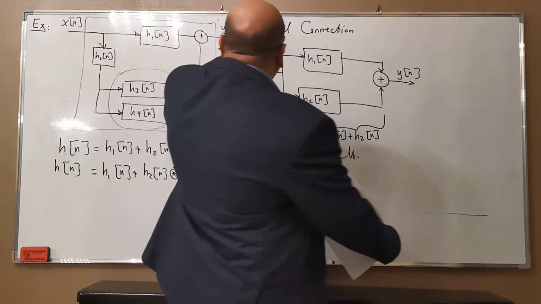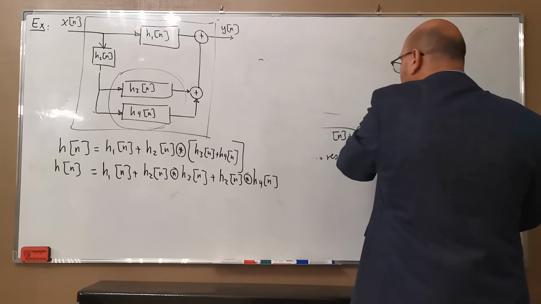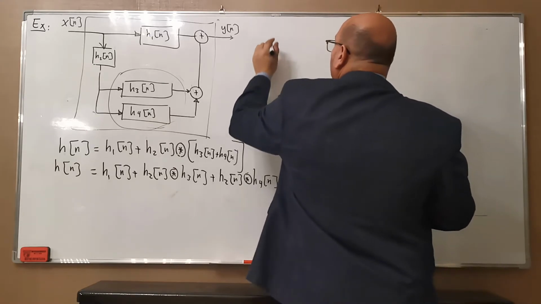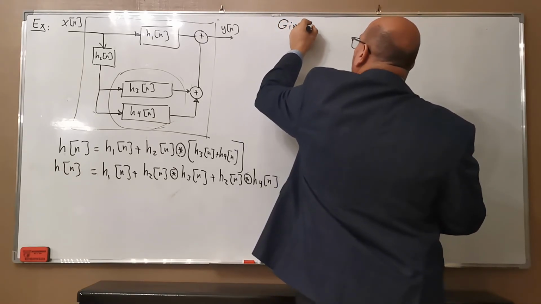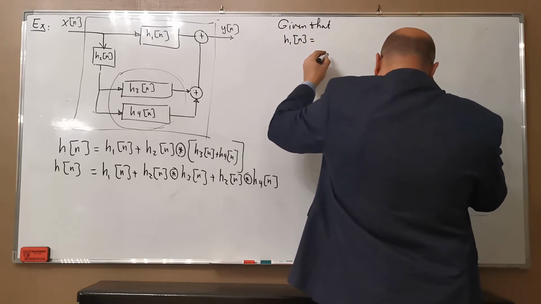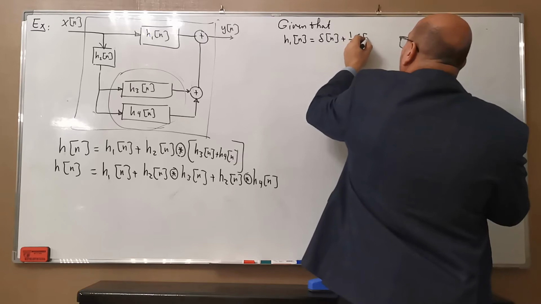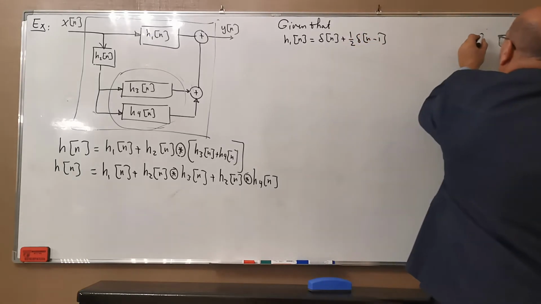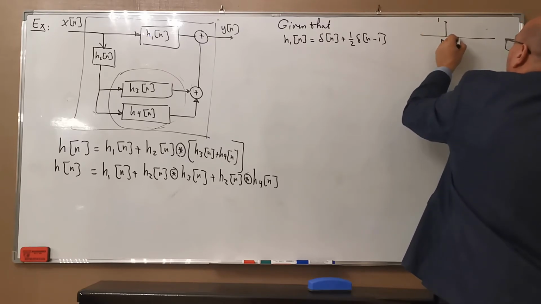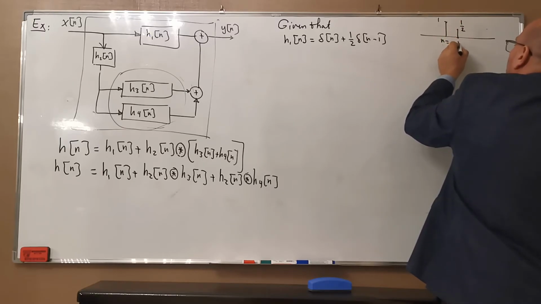Now, to continue the problem, let's make it more practical, and we will assume, or given that, h1 of n is equal to delta of n plus 1/2 delta of n minus 1. Graphically, this is 1 at n equals 0, and at n equals 1 you have 1/2.